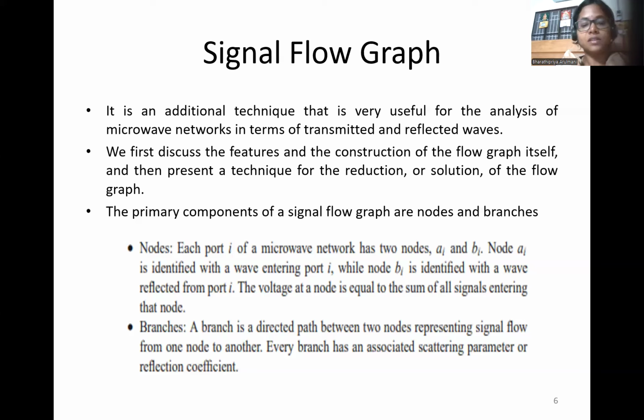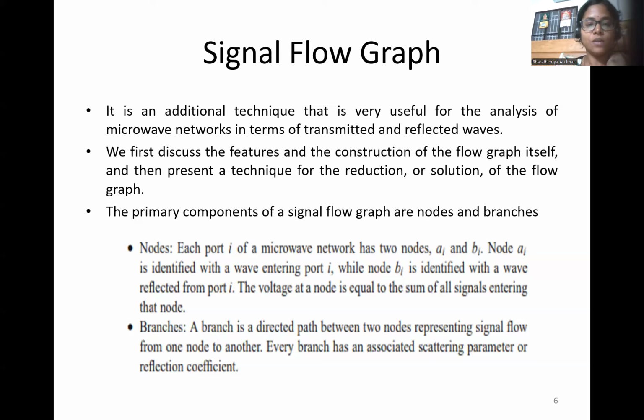So the conclusion here is that signal flow graph analysis is a powerful tool for optimizing radio frequency systems. It provides valuable insight into system performance and enables accurate modeling of complex systems. So these are the benefits, applications, and conclusions of the signal flow graph.